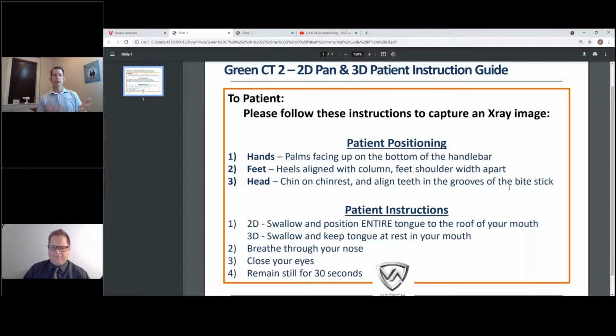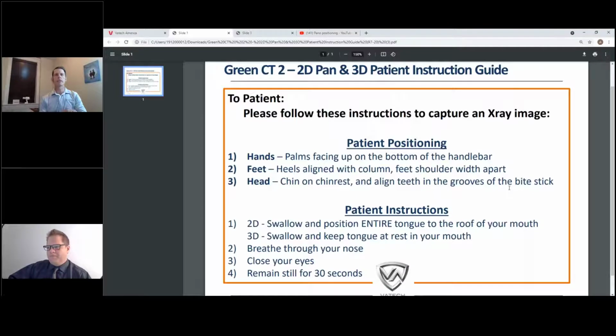So, and then really, once we have them positioned, we have them swallow, we put the tongue flat to the roof of the mouth. I always have them close their eyes, and why is that? What does that do? If you have the eyes open, they tend to watch the arm rotating around without even thinking about it and doing micro movements, which really can affect the image quality. So I think it's a general rule, have everybody close their eyes, whether it's 2D or 3D, as a general rule. For sure, I think that's a good idea.